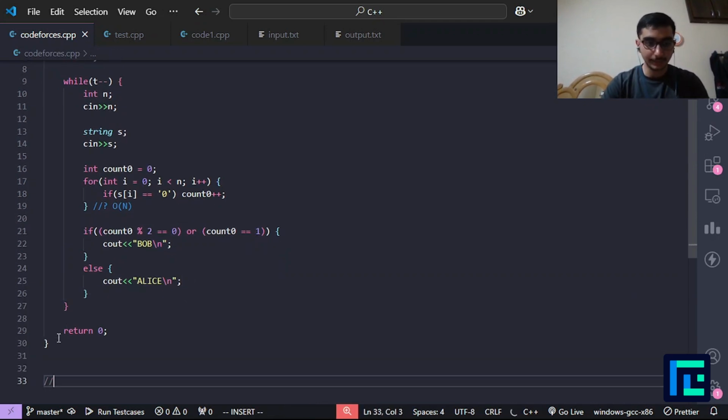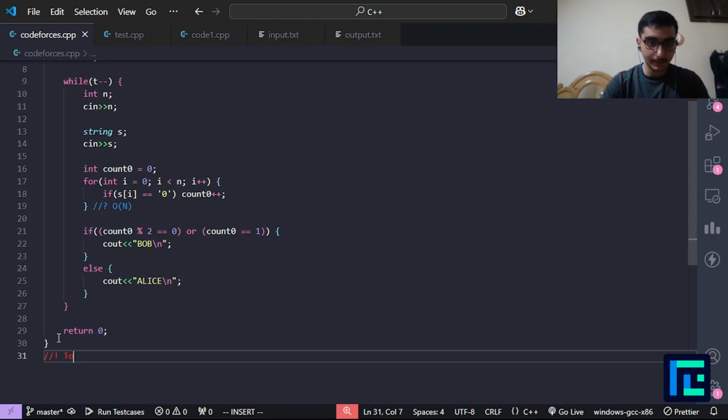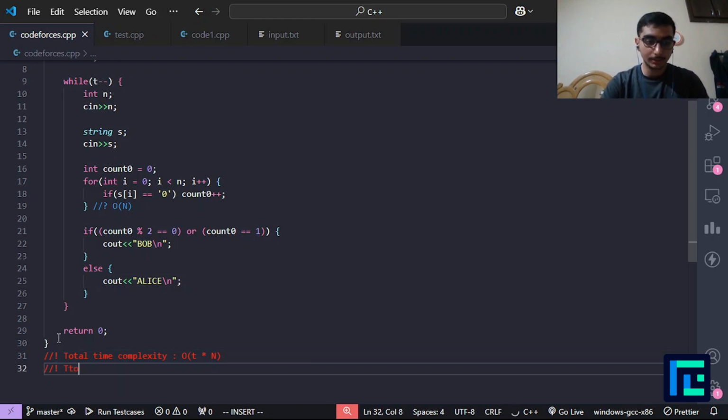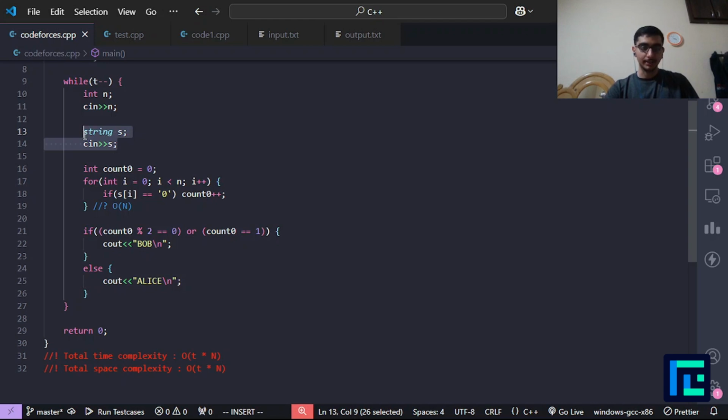So what we can say is that the total time complexity is O of t into n, and the total space complexity would also come out to be t into n, because for every test case we are just storing the string, which is O of n memory. The count 0 variable is O of 1 memory, so we don't need to worry about that, and we have to store that for every test case, so we can say it is t into n memory.